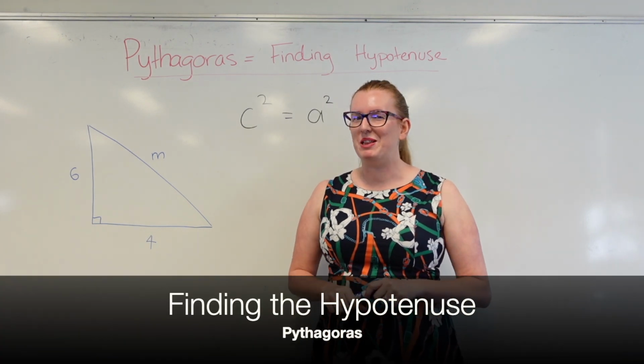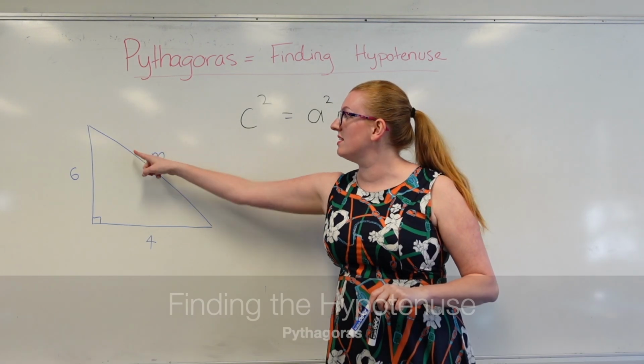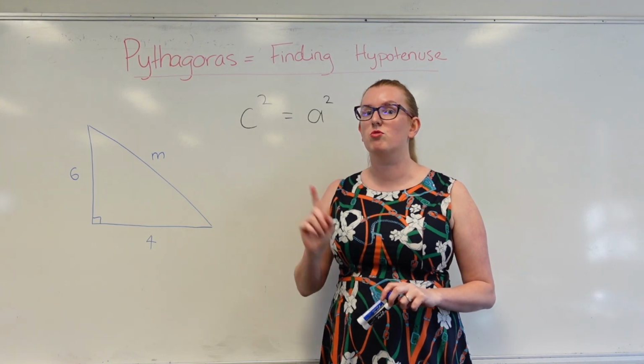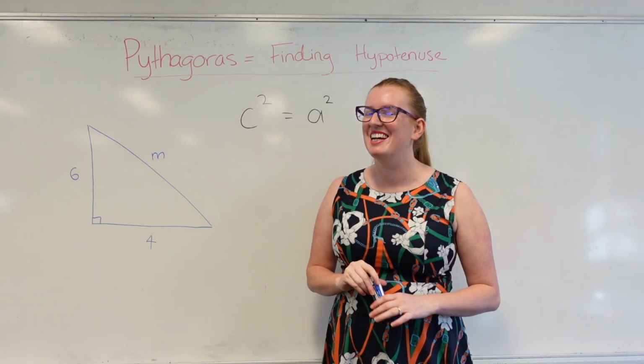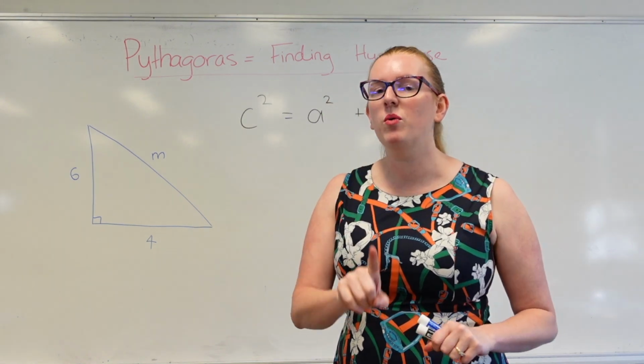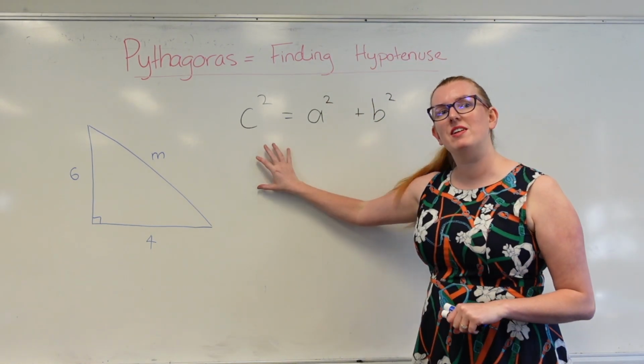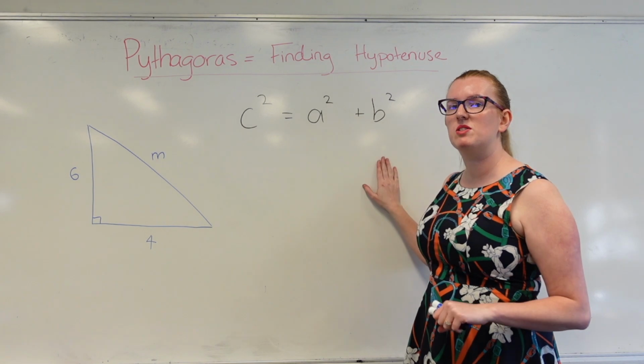Hi everyone, today we're going to be looking at how we calculate the long side, which is called our hypotenuse, on a right angle triangle using Pythagoras. So in order to do that, first step is always to write our formula. So the formula is c squared is equal to a squared plus b squared.